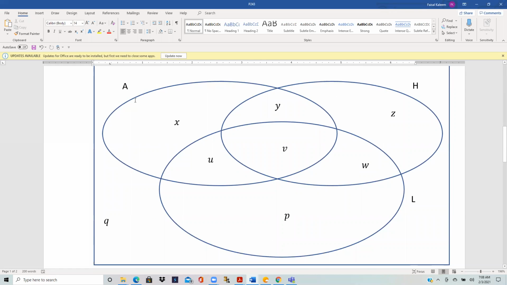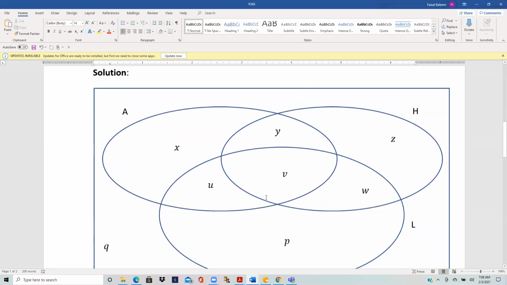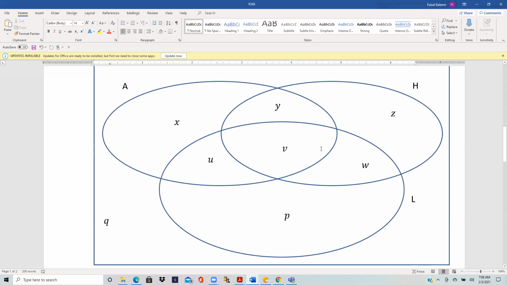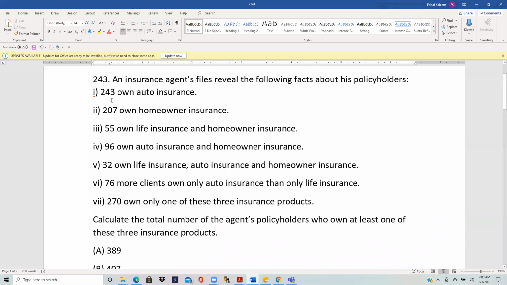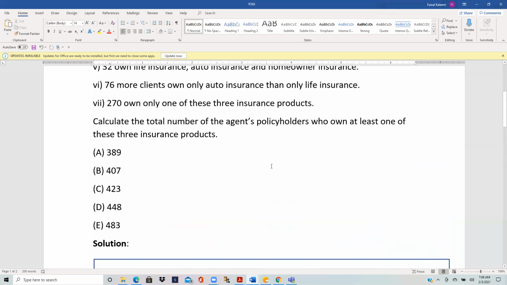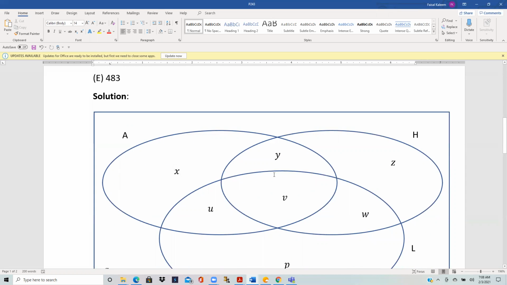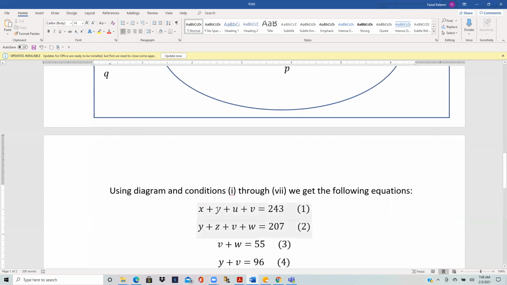So this left oval is for auto, the right oval is for home, and the one at the bottom is for life. And now we have the 7 conditions, and we've written different parts of this Venn diagram with letters. So let's see how the 7 conditions translate into these. The first condition is 243 have auto. So it means X plus Y plus U plus V. That's 243, X, Y, U, V.